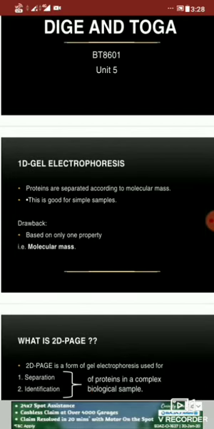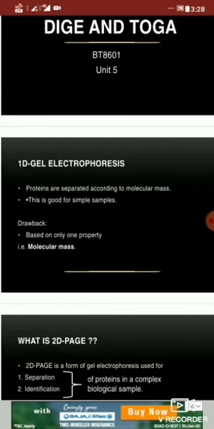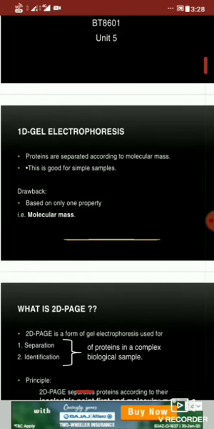Before we can understand what the process of 2D PAGE is, we need to understand the basic concept, the basic underlying principle behind the actual process. So let us understand the basics first.